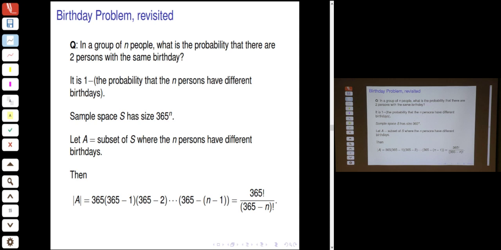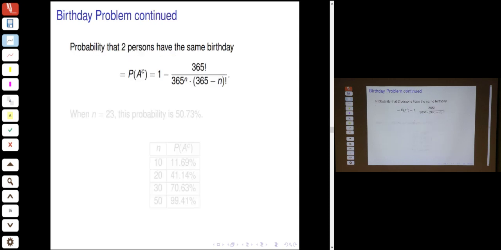That's the size of A. Therefore, the probability that two persons have the same birthday is the complement, so this is 1 minus the probability of A, which is this number divided by the size of the sample space.